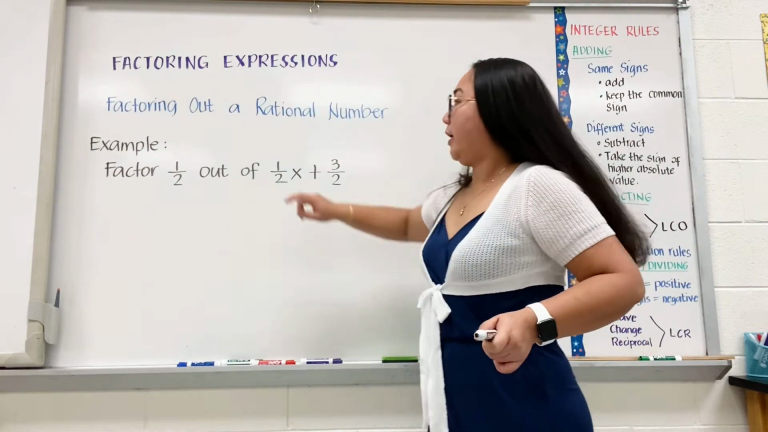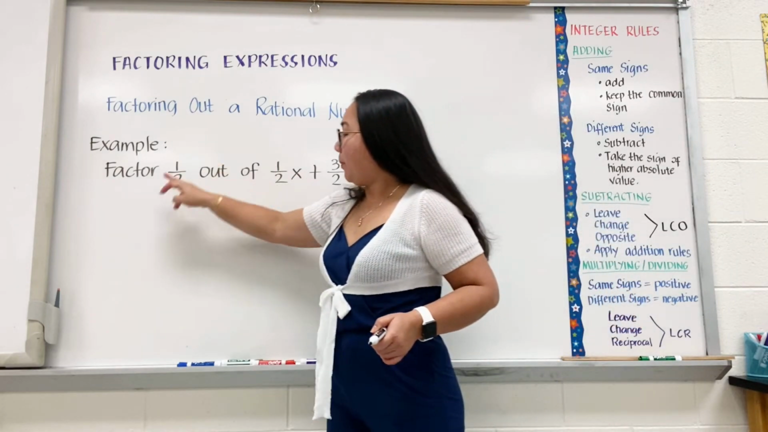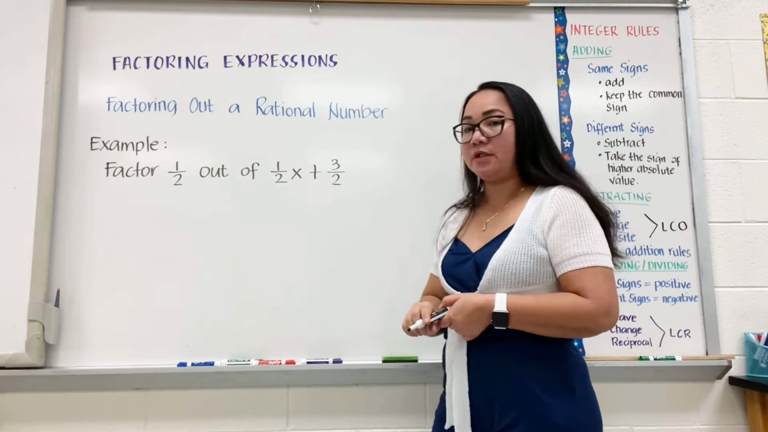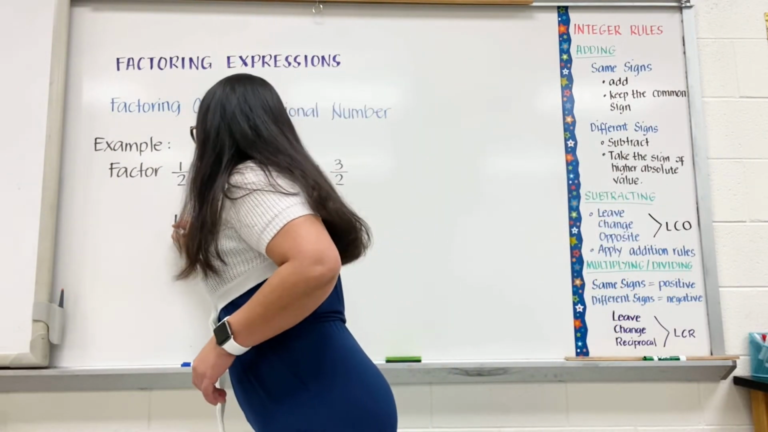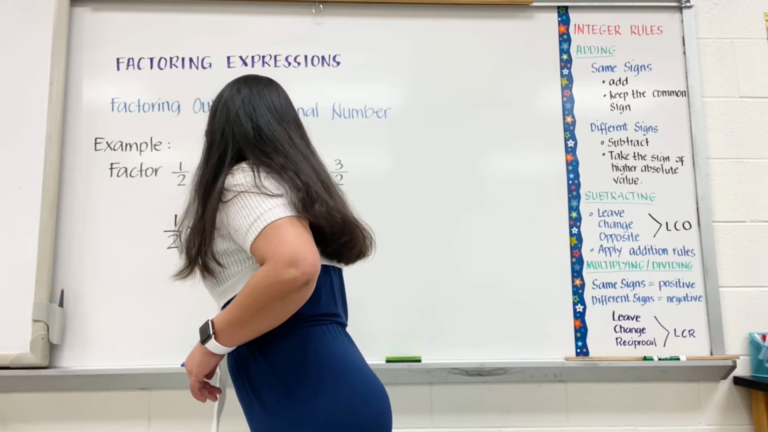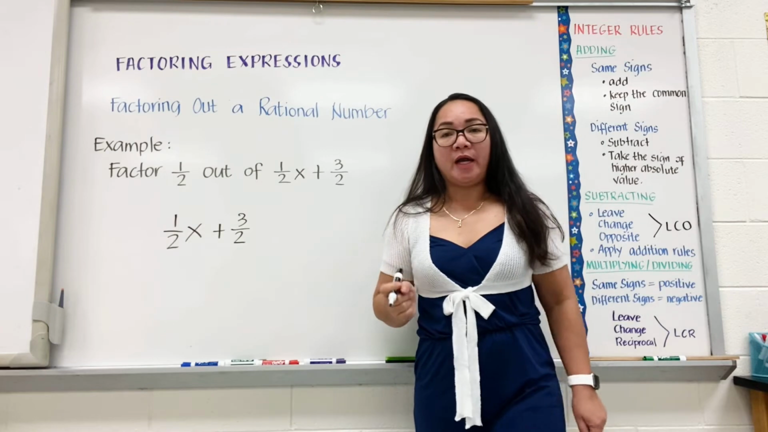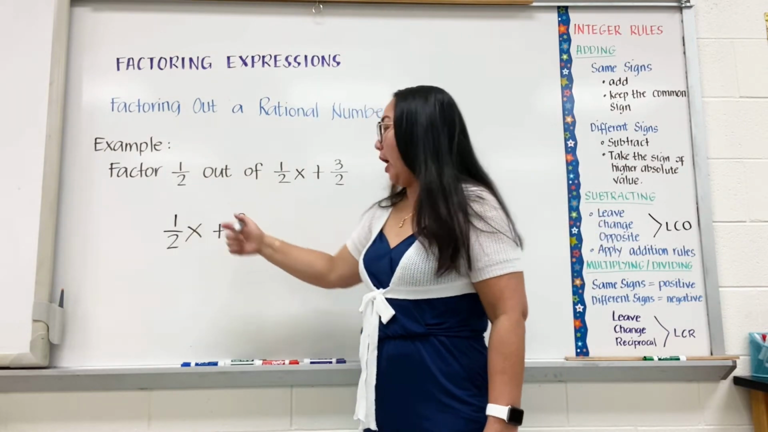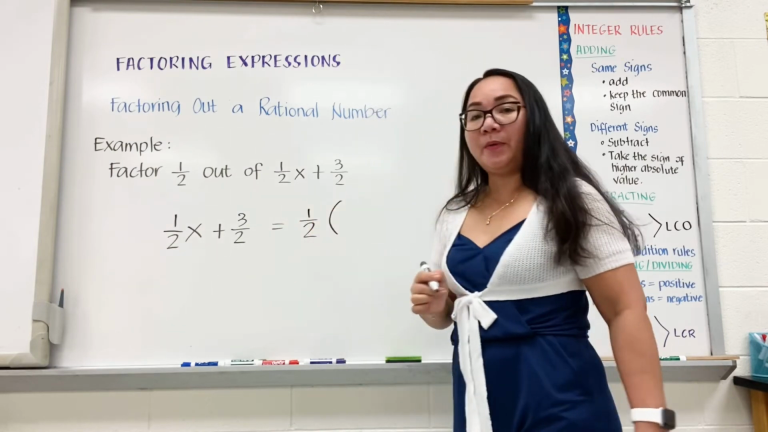Okay, this one here is factoring out a rational number. So for example, factor 1/2 out of 1/2 x plus 3/2. Rewrite the expression 1/2 x plus 3/2. You do not need to find the greatest common factor because 1/2 is already factored out. So you will write down 1/2 outside the parenthesis.